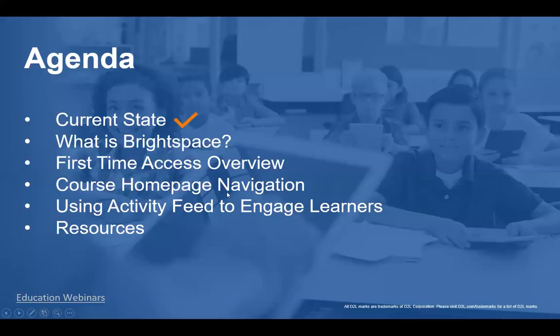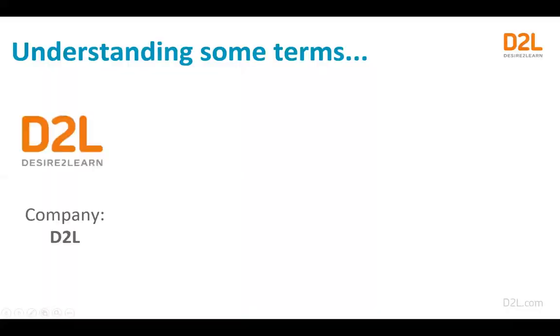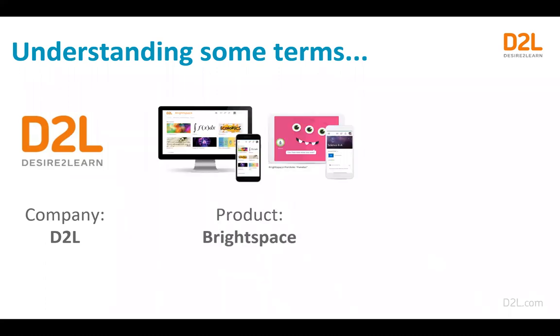Okay, so we're going to flip back to our agenda here. We looked at the current state. The next thing we want to look at is what is Brightspace. I mentioned that we have this fun little infographic that walks us through what that looks like. A number of individuals ask us what the difference between D2L and Brightspace is. D2L is the company, the organization, and we have a product that we make, a learning management system called Brightspace. So D2L is the company, Brightspace the product, similar to Apple being the company and the iPhone being their product.